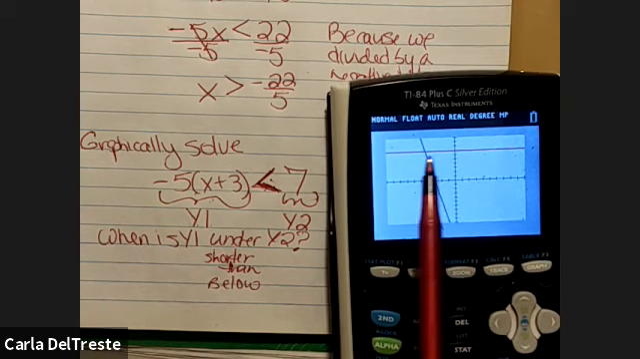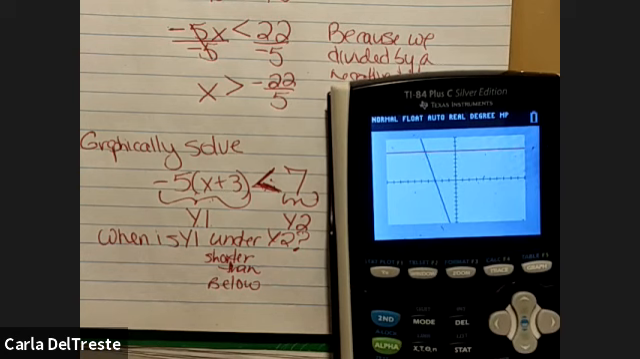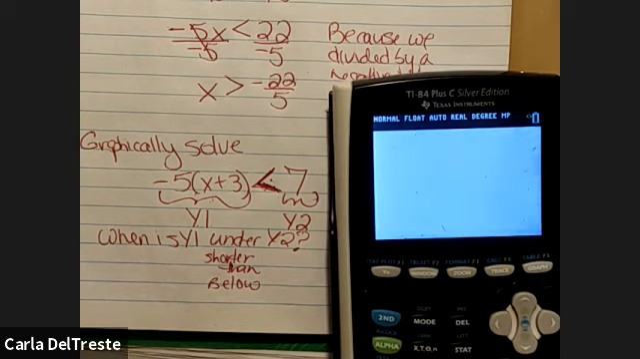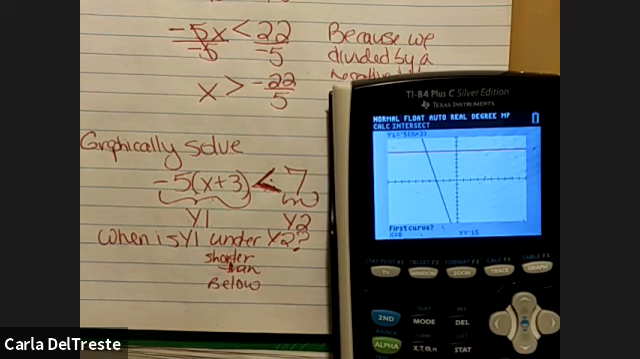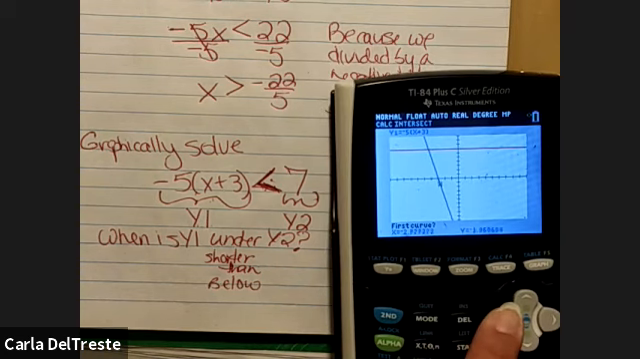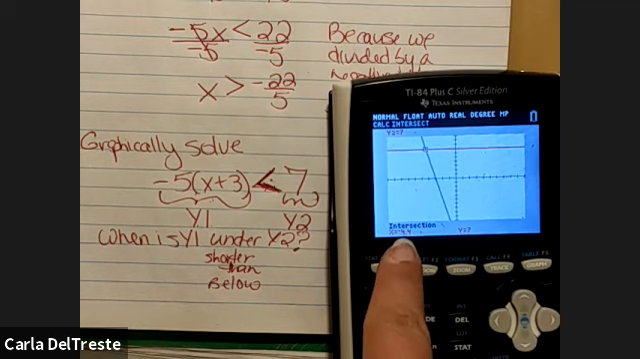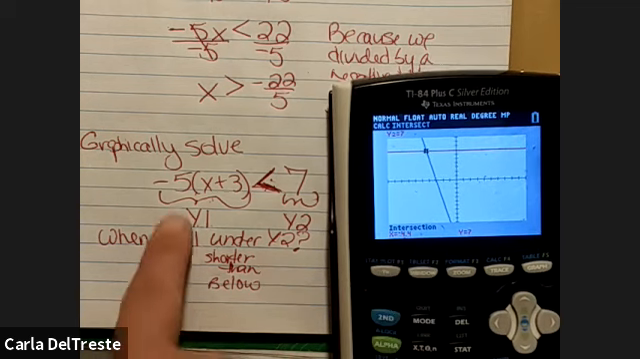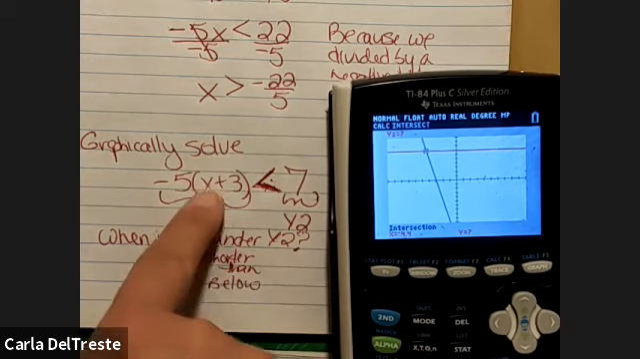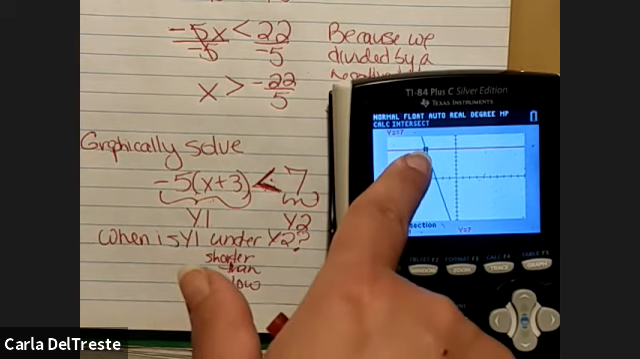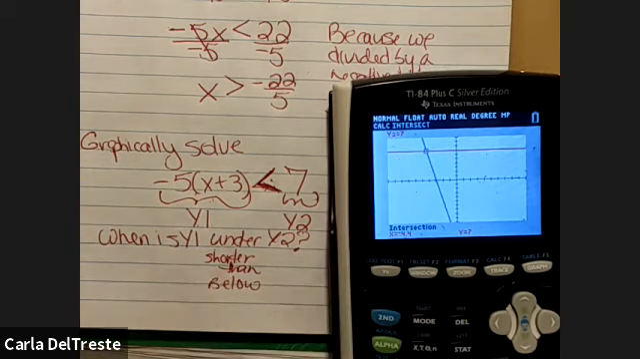But that means that I still have to find that point of intersection. So procedure-wise, I'm still treating this like it's equal. I got to find that number. So let's go to second trace, number 5. Follow the prompts. Get it real close. Hit enter 3 times. I have x is -4.4. Remember, you're solving this, so it would only be an x value that you care about. So x being -4.4 is where they're equal.